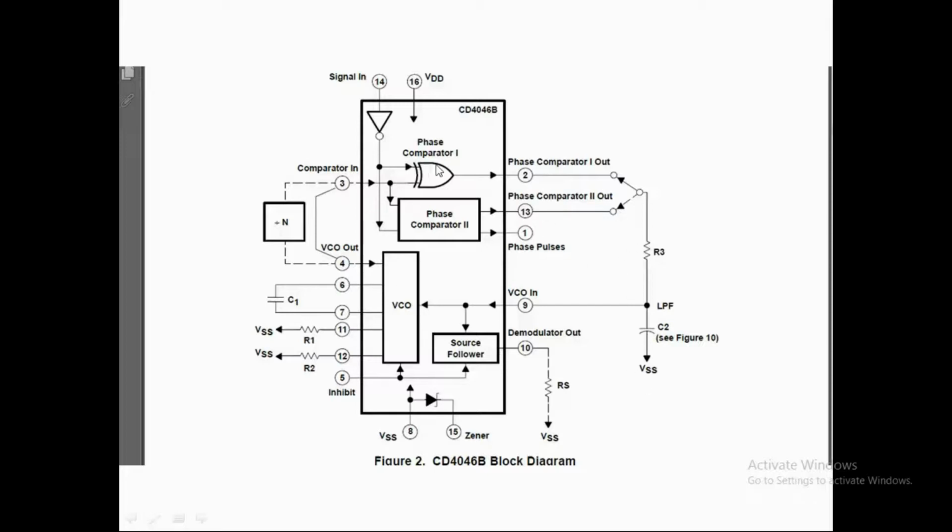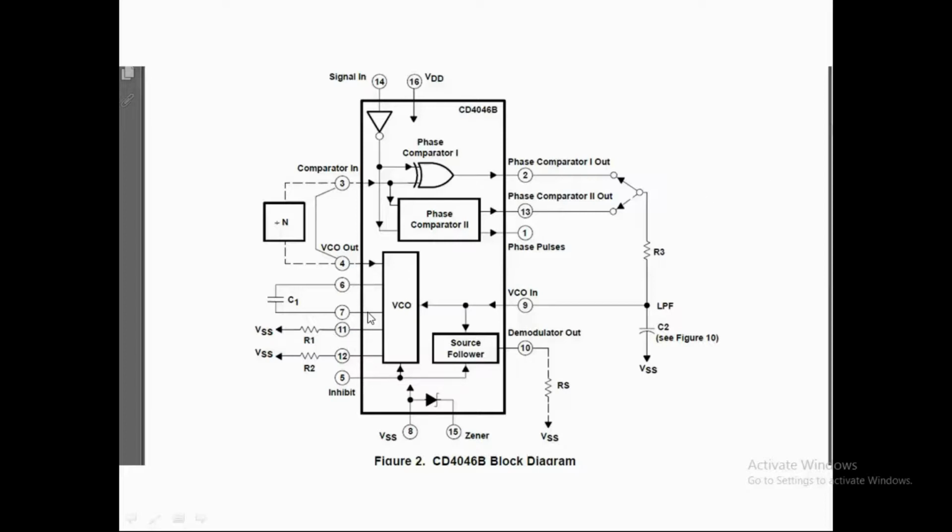Phase comparator 1 is an exclusive OR network that operates analogously to an overdriven balanced mixer. To maximize the lock range, the signal and comparator input frequency must have 50% duty cycle. Phase comparator 1 enables a PLL system to remain in lock despite high amounts of noise in the signal input. In order not to load the low-pass filter, a source follower output of the VCO input voltage is provided, that is the demodulated output. If this output is used, a load resistor of 10 kΩ or more should be connected from this terminal to ground. If unused, this terminal should be left open.